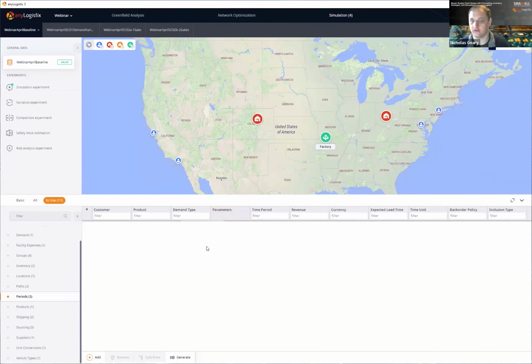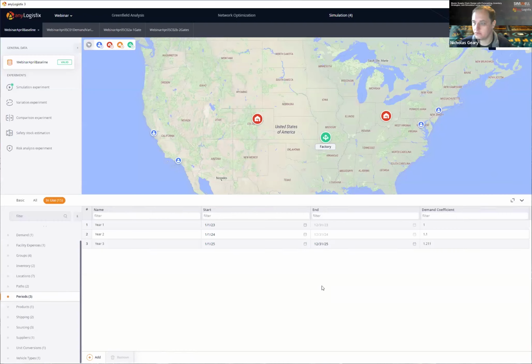We just wanted to keep it simple off this first model. And then as you can see in our periods table, which is an awesome feature in anyLogistix, we could just scale up our inventory year over year. So you can see here in year 2, the inventory went up 10%, and then in year 3, an additional 11% on top of that 10. So we have all these pieces.